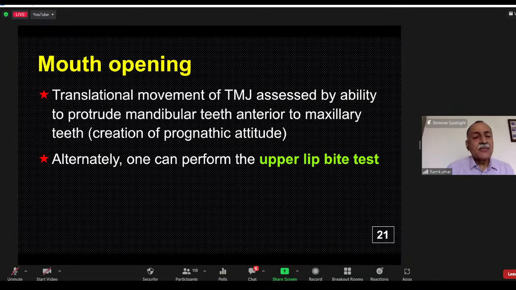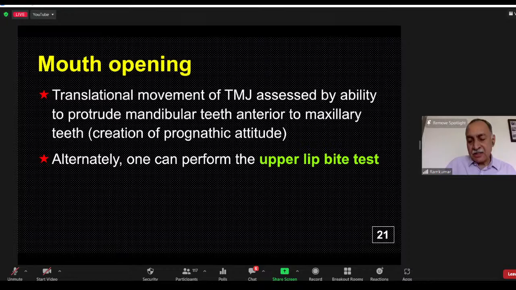And the final thing is looking for the translational movement of the temporomandibular joint, which essentially looks at our ability to move our mandible ahead of the maxilla. So when you look at a side-on view, the mandible will be ahead of the maxilla. And this is what's called a prognathic attitude. And this is very nicely described by a simple test called the upper lip bite test, where if you're able to bite beyond your upper lip, then everything is fine. So we have a system of grading the upper lip bite test as well. I'll leave you to go through the original literature in order to find that out for yourself for lack of time.